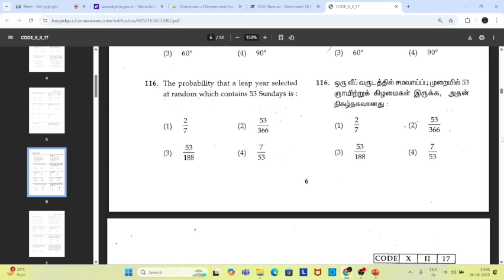How many Sundays are there? Let us say leap year is 366 days. So, how many Sundays will be there? Normally, if somebody asks a GK question, how many Sundays are there in a year, we straight away say 52 Sundays. Because 366 divided by 7. What is the quotient you are getting? And what is the remainder you are getting?